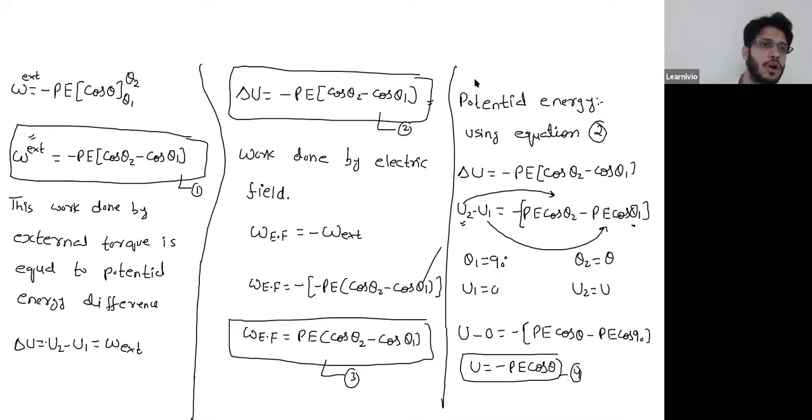So from the point of view of numericals, these 4 expressions are important. The first one is work done by external torque. The second is potential energy difference. Then third, work done by electric field. This is work done by electric field. And also the potential energy, not the difference, just the potential energy.